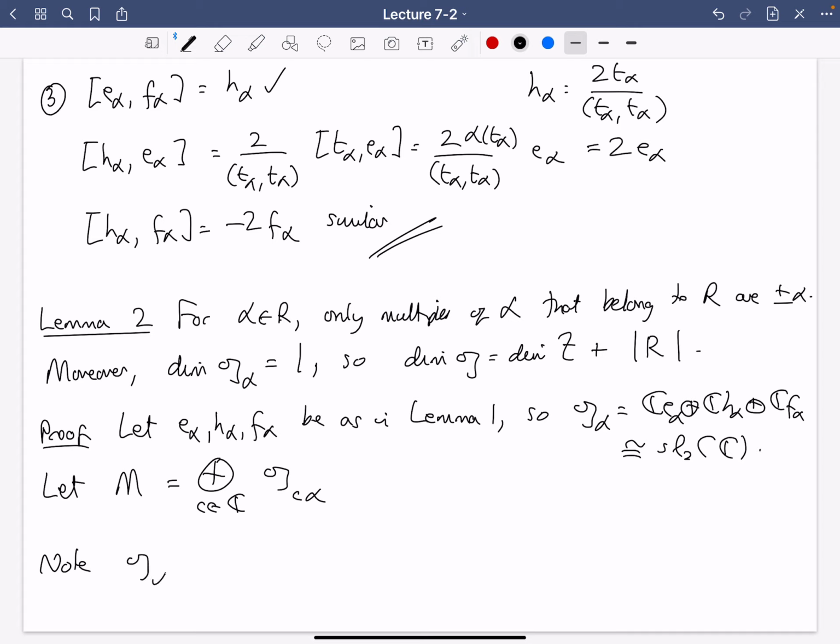So now G alpha acts on M via the adjoint action, right? Because H alpha acts diagonally on each G_{C alpha}. E alpha just adds alpha to your weight, right? It sends things in G_{C alpha} to things in G_{(C+1) alpha}. And F alpha just subtracts 1.